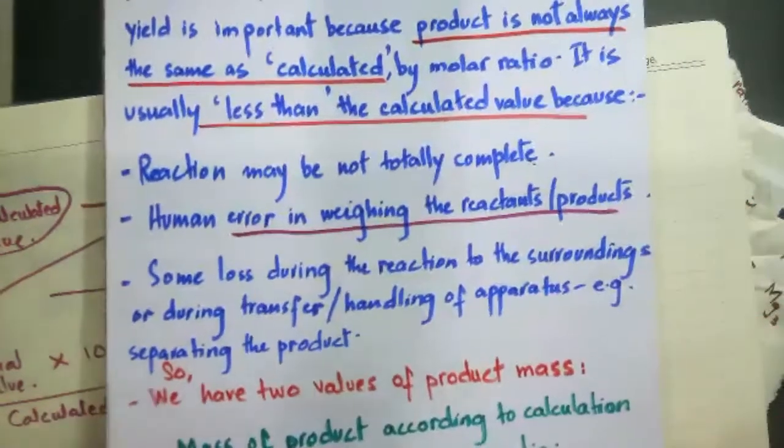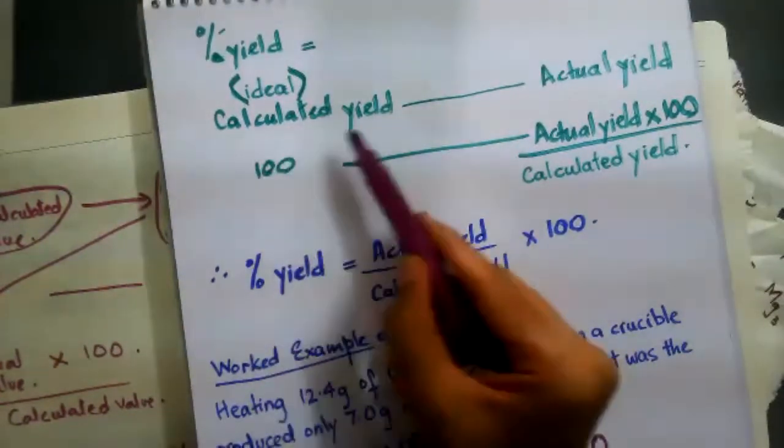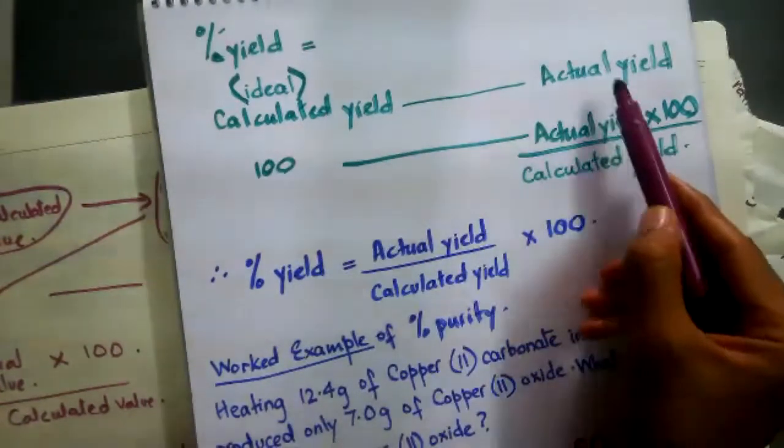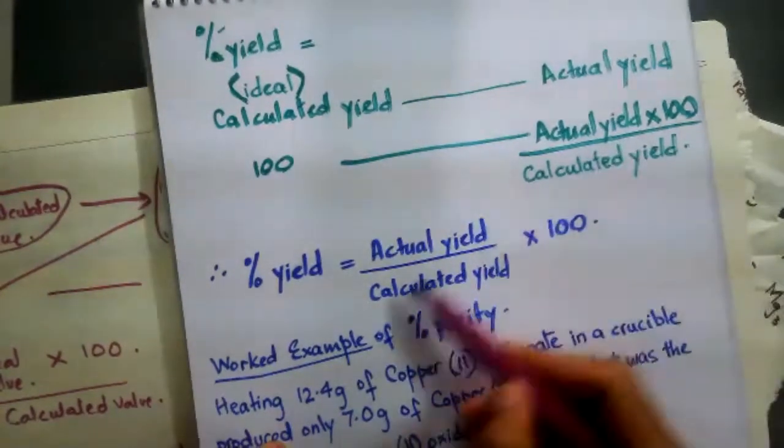So this I have already explained to you. If the calculated yield is giving us this much yield, then if we had 100, how much would we have got? Then this is a worked example.